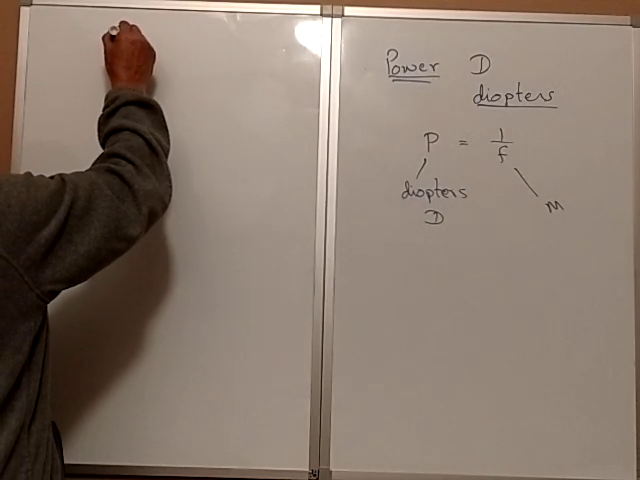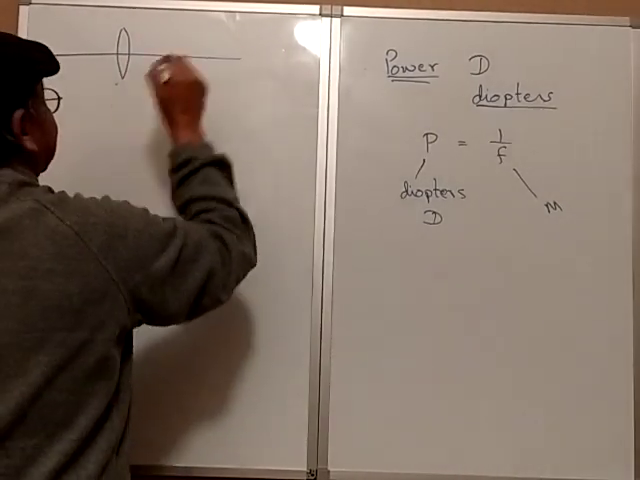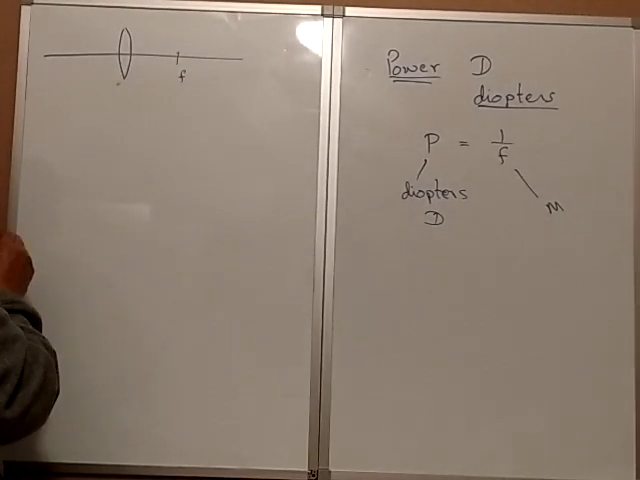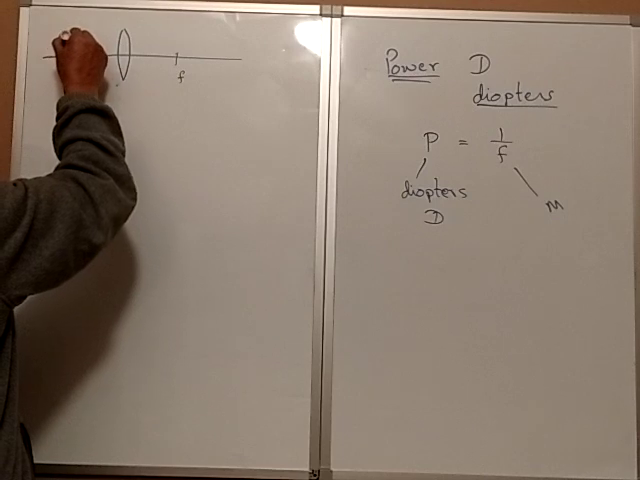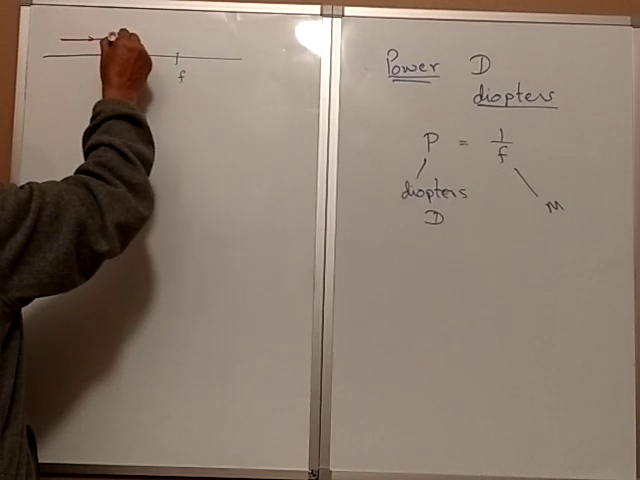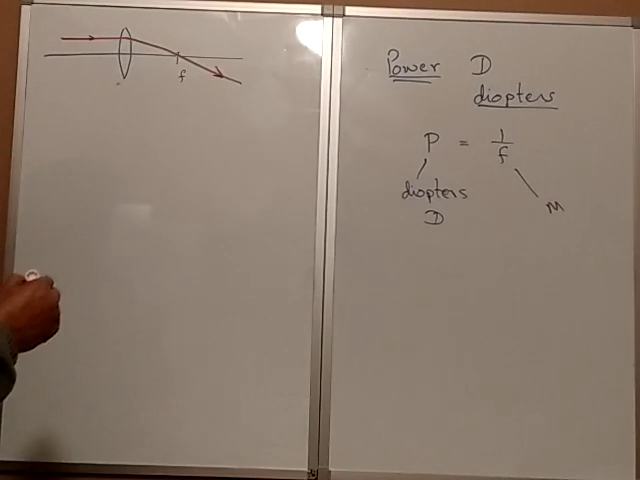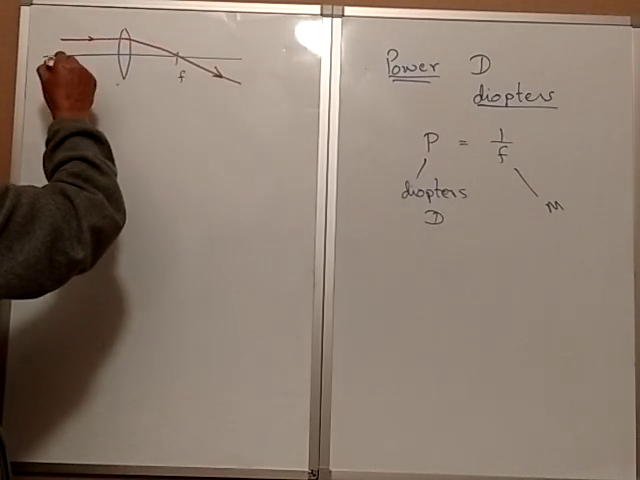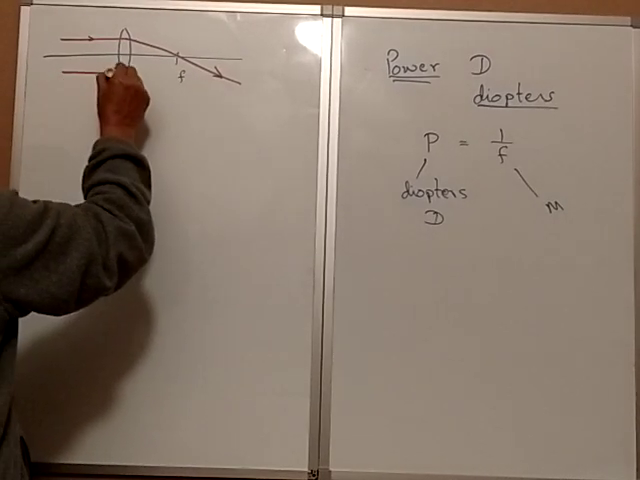So you have a lens, and this is the axis, this is the focal point, and the first rule is that for a converging lens, light rays coming parallel to the axis will go through the focal point. Doesn't matter where it hits the lens. It can come here, then it will go through the focal point. It can come from here, it will go through the focal point. Okay? So let's see this. Like that.